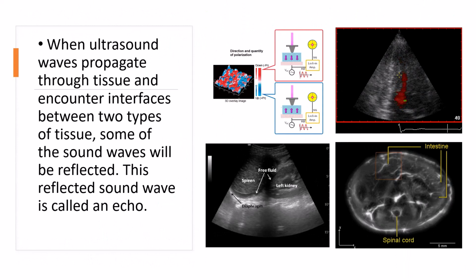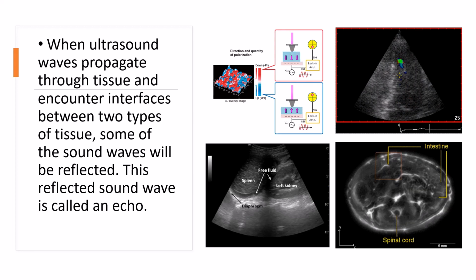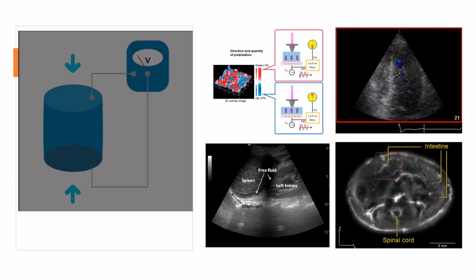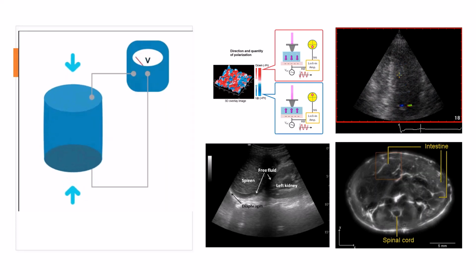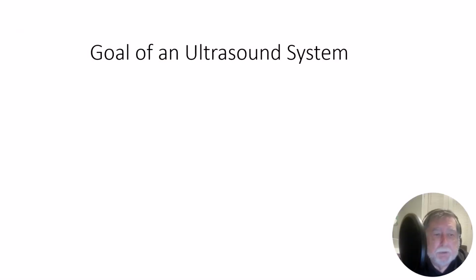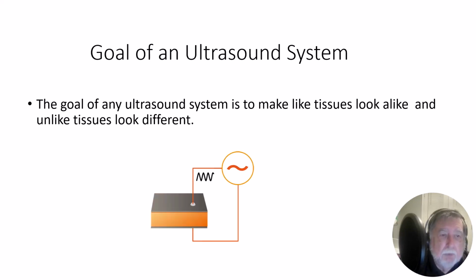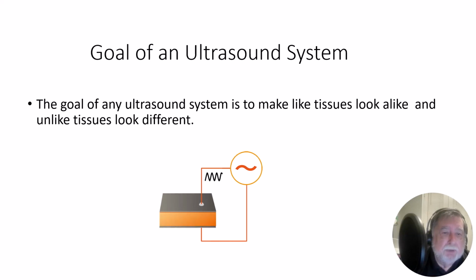When the ultrasound waves propagate through tissue and encounter interfaces between two types of tissue, some of the sound waves will be reflected. This reflected sound wave is called an echo. The goal of an ultrasound system is to make like tissues look alike and unlike tissues look different. In other words, if there are different densities and thicknesses, we want to be able to see those.